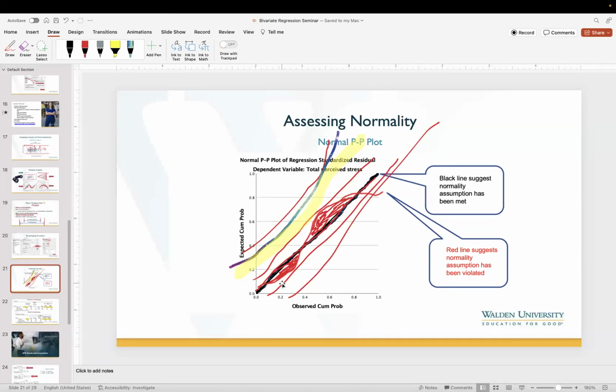When you see those spaghetti plots now, the next time you see one, I want you to yell out, regression, okay? Do that for me. Let me know you did that.